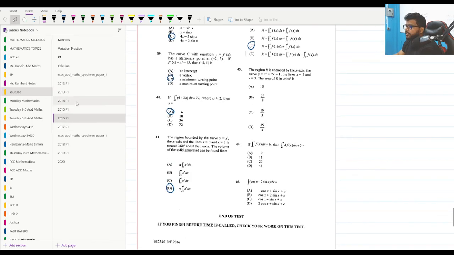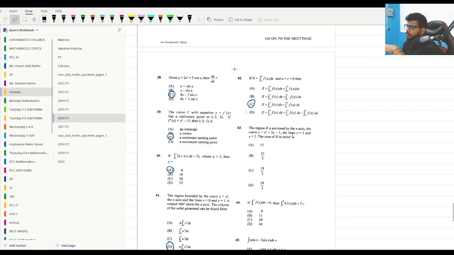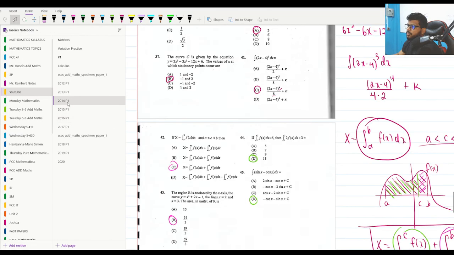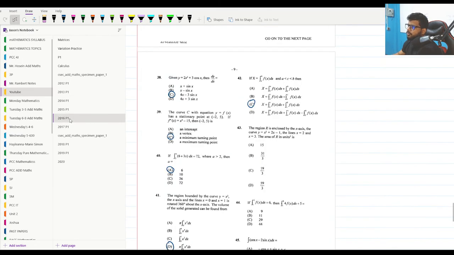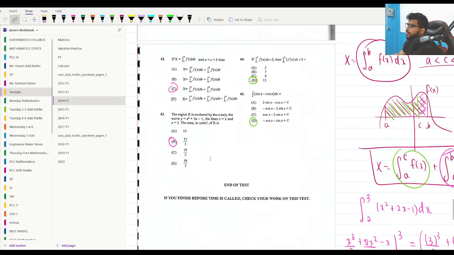Did this repeat as well? It did. The lines x is 2 and x is 3, and the equation is x squared plus 2x minus 1. The answer for this was 31 over 3. Number 44 was a repeat as well. Let's check and see. It definitely was a repeat.